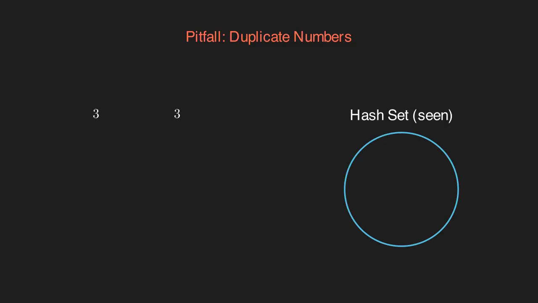Before we manipulate intervals, we must address a common pitfall: duplicate numbers in the data stream. If we process a number we have already incorporated, it wastes computational resources and complicates our merging logic. To strictly prevent this, we will maintain a hash set named seen. If an incoming value already exists in this set, we simply ignore it.